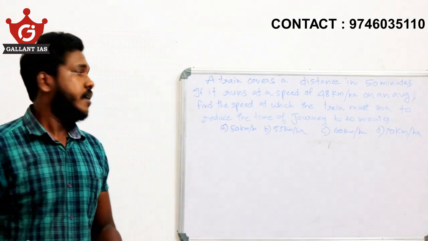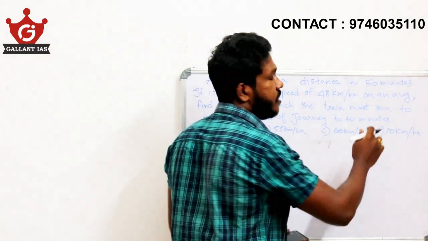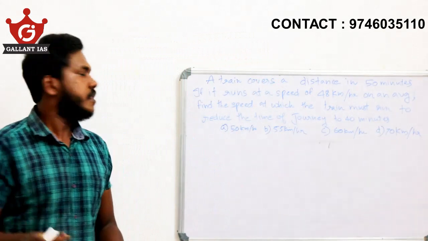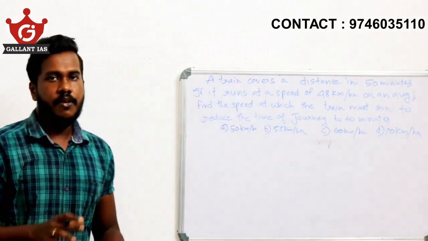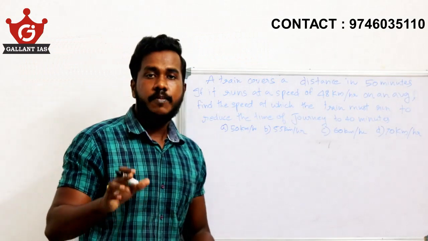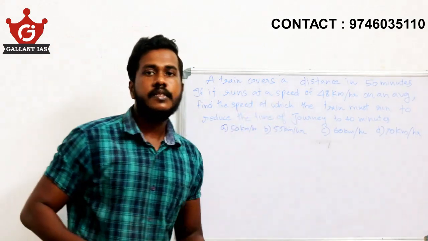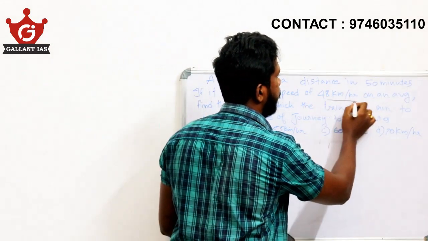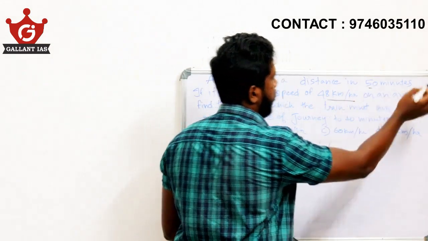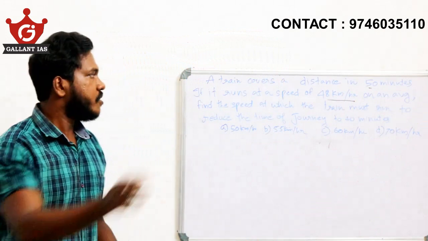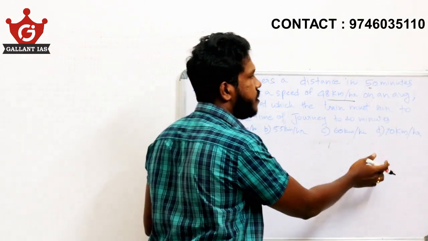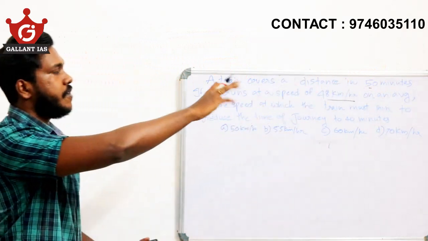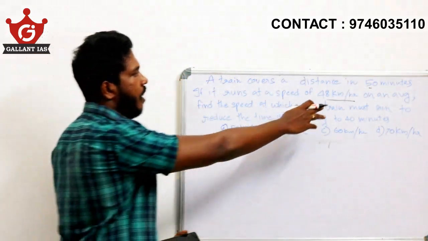So the speed unit will be what? Either kilometer per hour or meter per second. If the speed unit is in kilometer per hour, then time should be in hours. If the speed unit is in meter per second, the time unit should be in seconds. But here the speed unit is in kilometer per hour and the time unit is in minutes. So either we need to convert kilometer per hour into meter per second, or convert the minutes into hours.